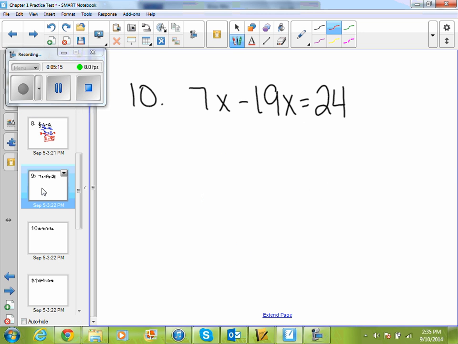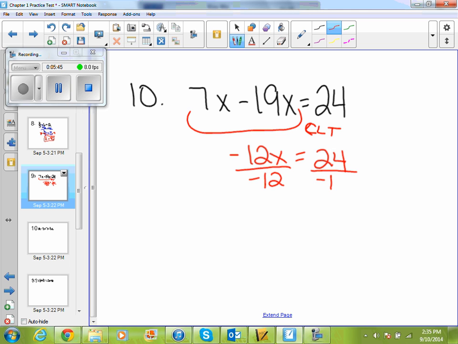Alright, so at number 10, 7x minus 19x equals 24. Okay, so I'm going to combine these. Combine my like terms. What's 7x minus 19x? Negative 12x. So negative 12x equals 24. Now what? Divide. So we'll divide by negative 12. 24 divided by negative 12 is negative 2. So x would equal negative 2.